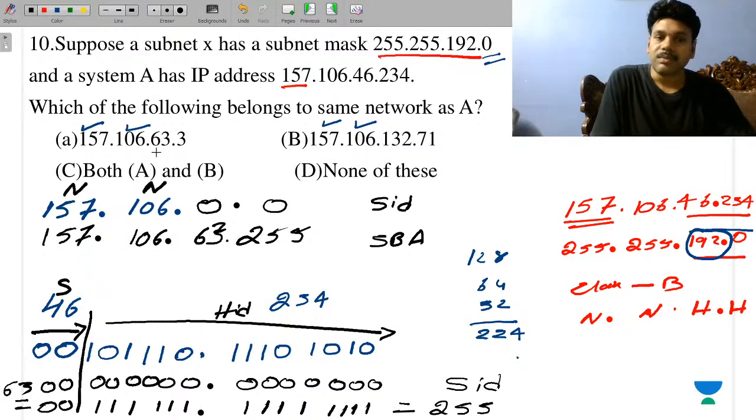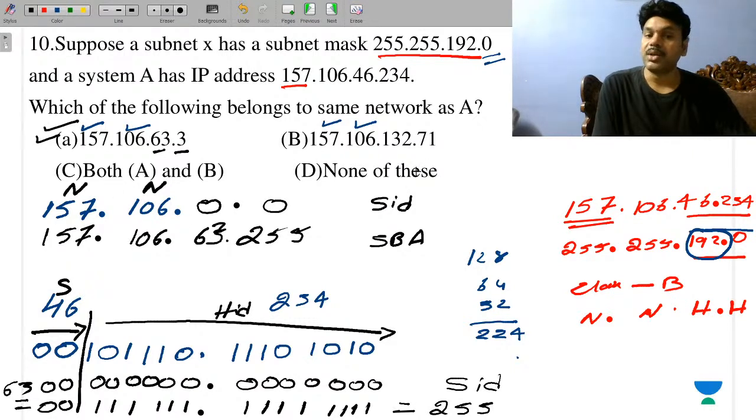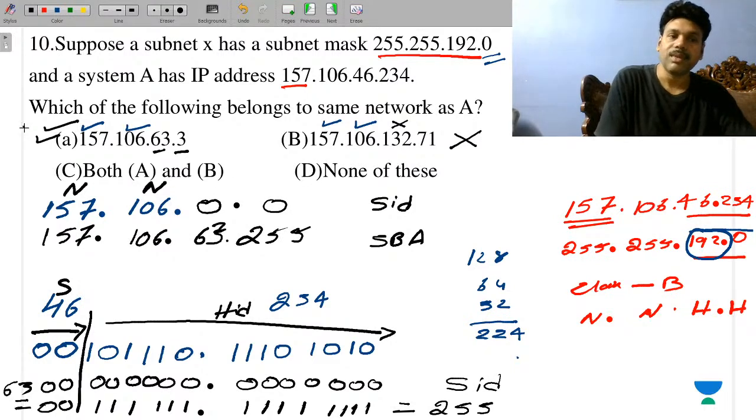So 63.3 exists in this. 132 is not there. Please understand, my range is 0 to 63 only. Therefore, because of this, it is out of service. So this is your answer.